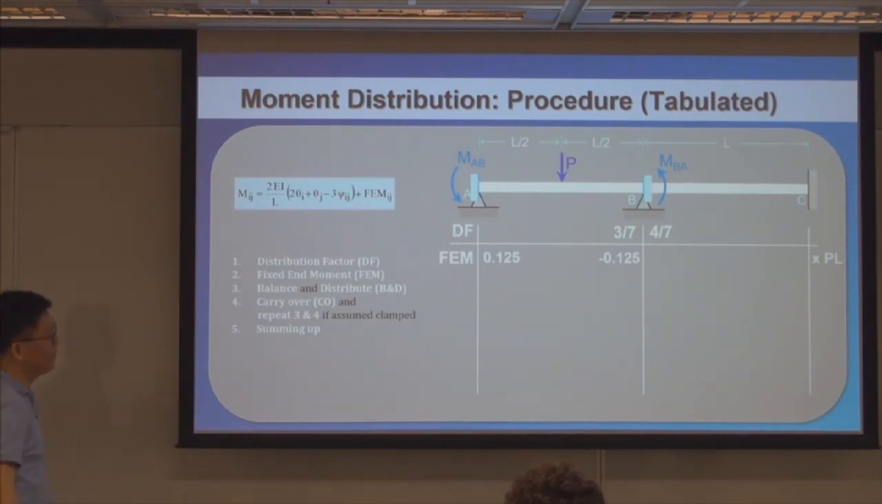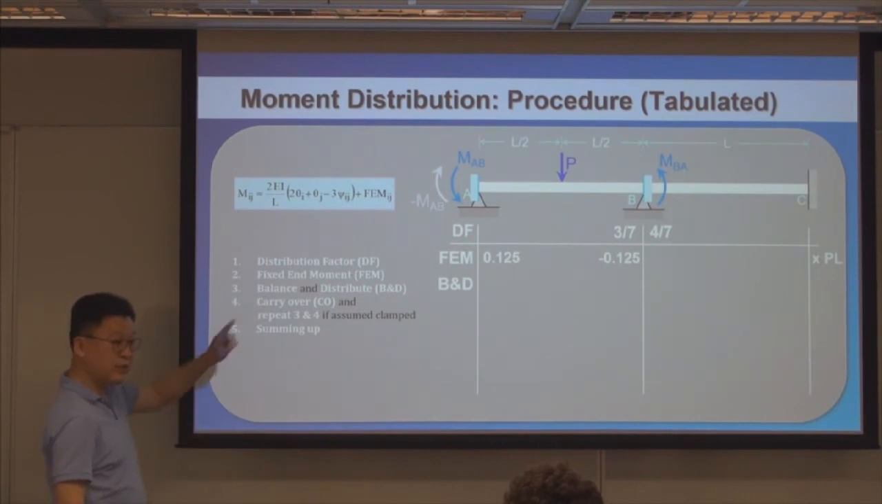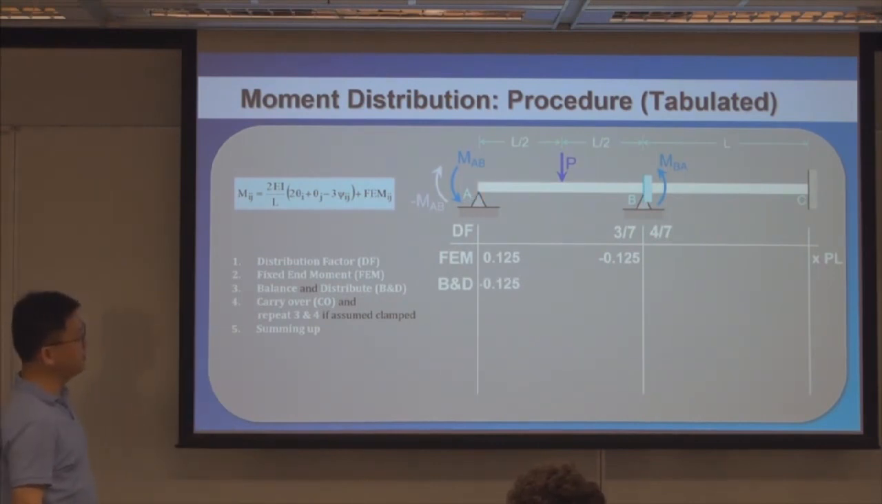0.125. Now the second step is you realize that you have used the clamped assumptions at joint A and joint B. So what you need to do is balance that. You need to apply a negative moment to try to cancel that, and then also negative moments here to try to cancel that.